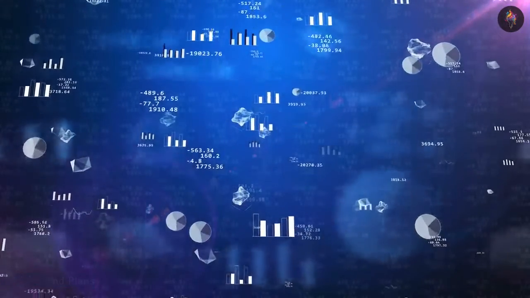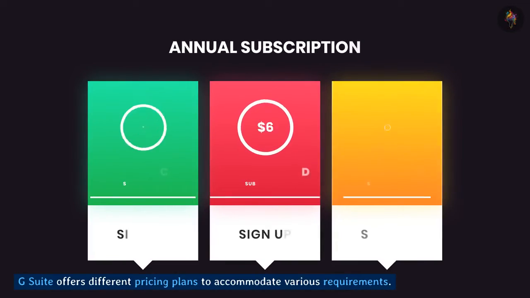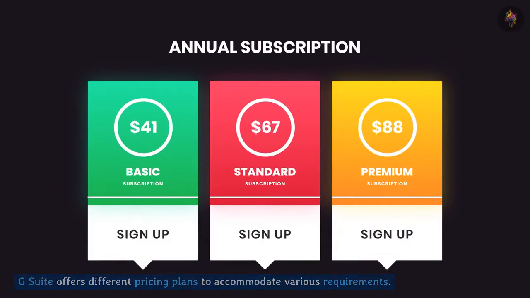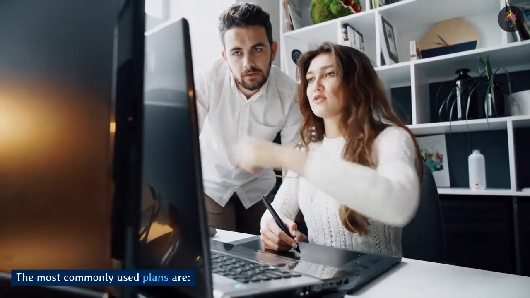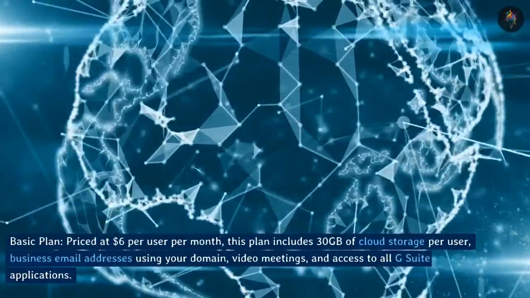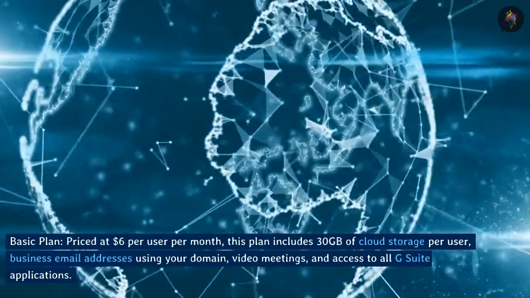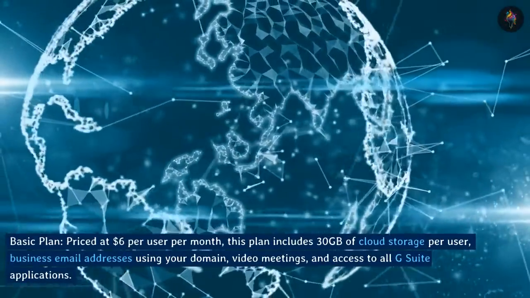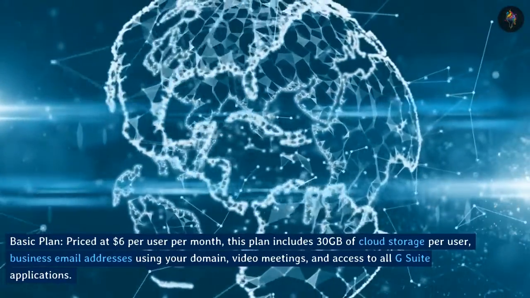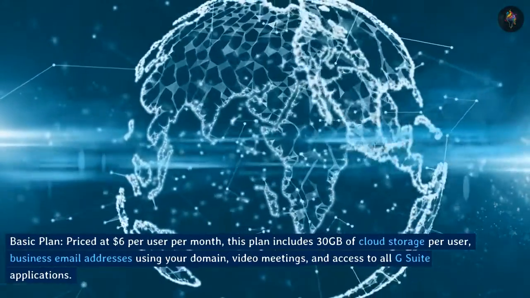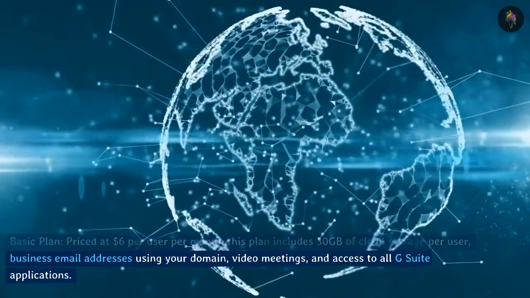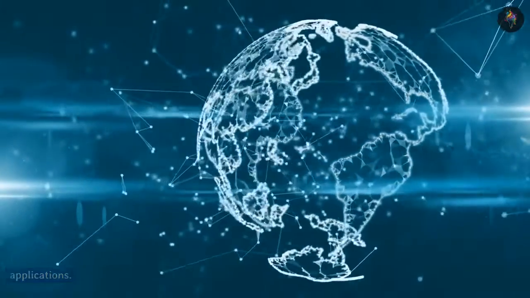Pricing and plans. G Suite offers different pricing plans to accommodate various requirements. The most commonly used plans are: Basic plan, priced at $6 per user per month. This plan includes 30 GB of cloud storage per user, business email addresses using your domain, video meetings, and access to all G Suite applications.